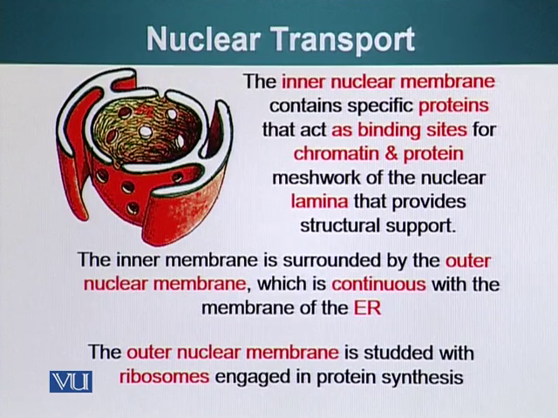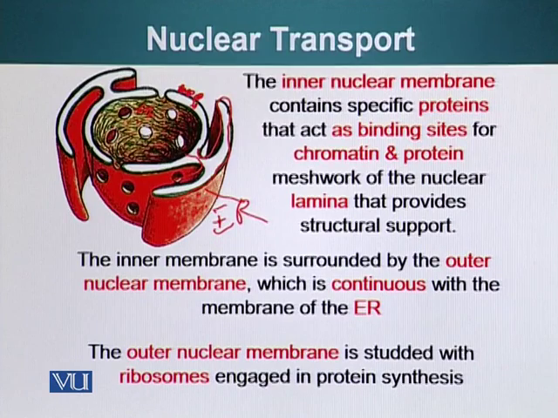The inner membrane is surrounded by the outer nuclear membrane, which is continuous with the endoplasmic reticulum membrane. So the outer membrane continues and is linked to the endoplasmic reticulum. This is the ER membrane. The outer nuclear membrane is studded with ribosomes engaged in protein synthesis, not shown here. These ribosomes are in the process of manufacturing proteins, and these proteins will be injected into the space between the membranes of this nucleus.